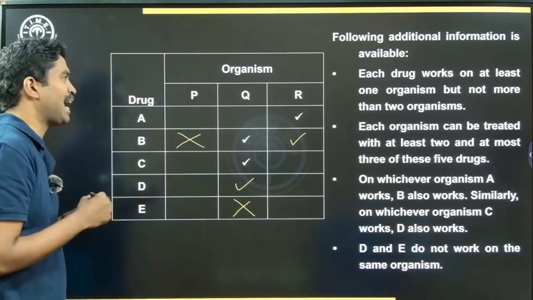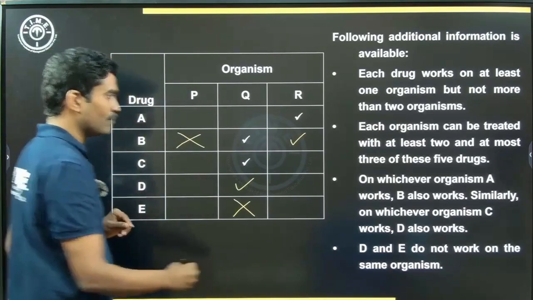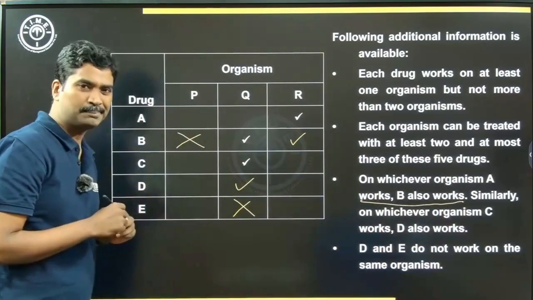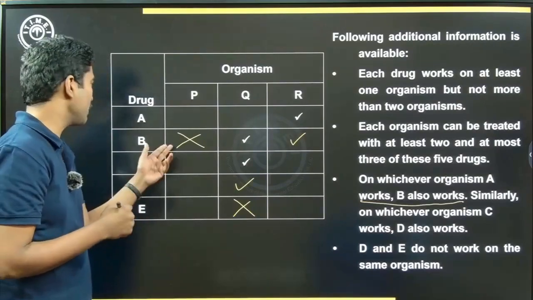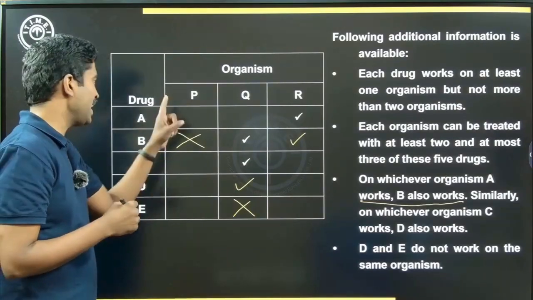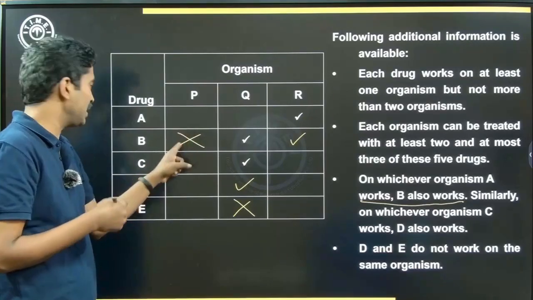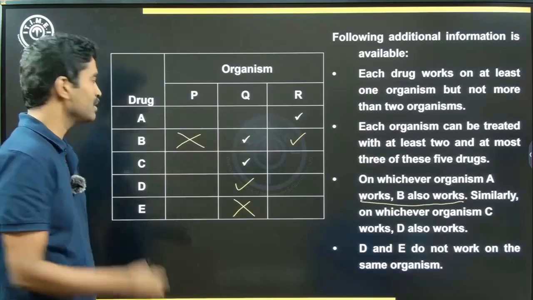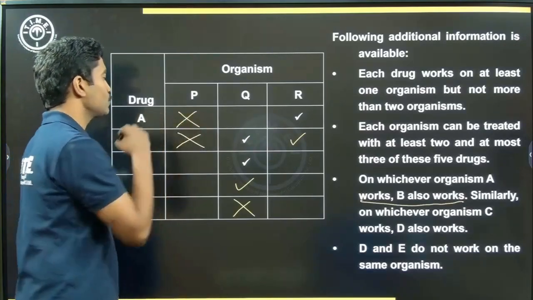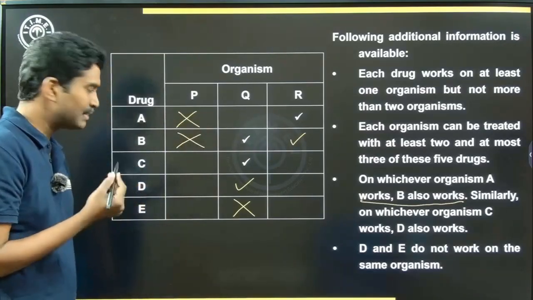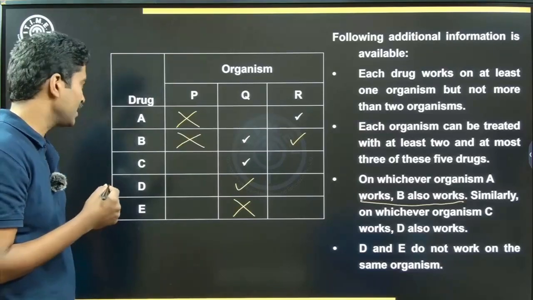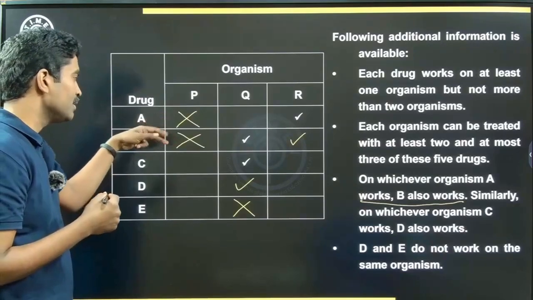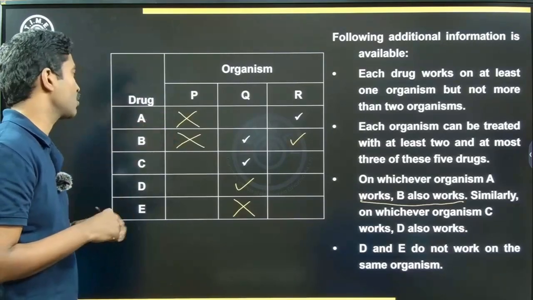Now, come back to A. We know that on whichever organism A works, B also works. Now, can A work on P? No, A can't work on P because B cannot work on P. If A works on P, B has to work on P. But hey, B already reached the limit. B is already working on 2 organisms, which means A is also not working on P. Right? This is a useful result, correct? If A works on P, B should also work on P. But it's very clear that B cannot work on P.